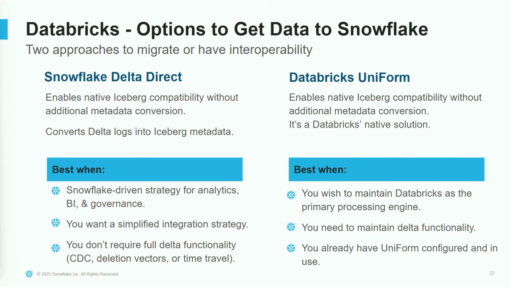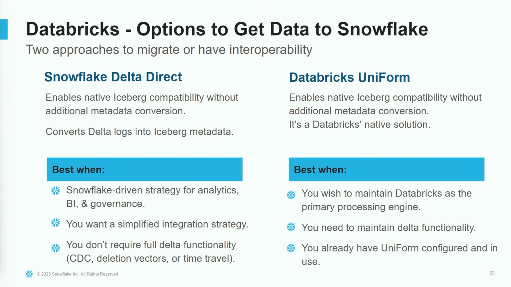So here are two scenarios for Snowflake Delta Direct and Databricks Uniform. They're mostly the same. They allow for native Iceberg compatibility without additional metadata conversion. There are scenarios when they are helpful, but before we jump in, I'd like to summarize a little bit about both of them. In Snowflake Delta Direct, Snowflake directly understands the Delta log files and converts them into Iceberg tables, and you consume them as is.